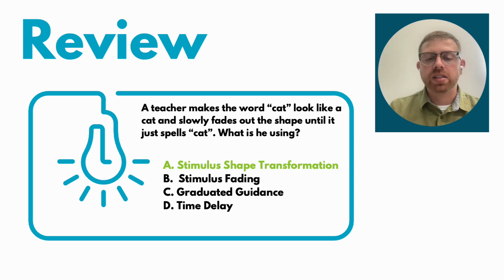The answer here is stimulus shape transformation. The teacher has taken the word cat and transformed it to look like a cat. And over time, they then fade that out until the shape just spells cat.